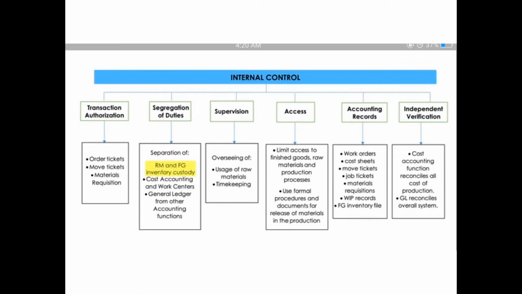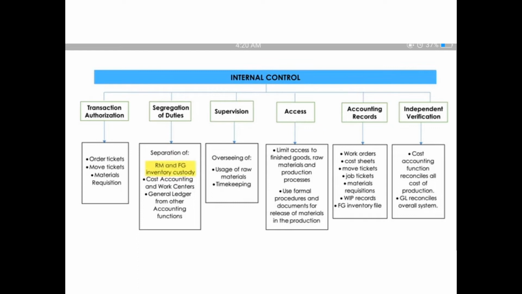The last type of internal control is independent verification. Independent verification involves the review, comparison, and reconciliation of data prepared by employees. The cost accounting function reconciles the materials and labor usage taken from materials requisitions and job tickets with prescribed standards. The general ledger department reconciles the overall system and checks the total movement of products from work in process to finished goods.